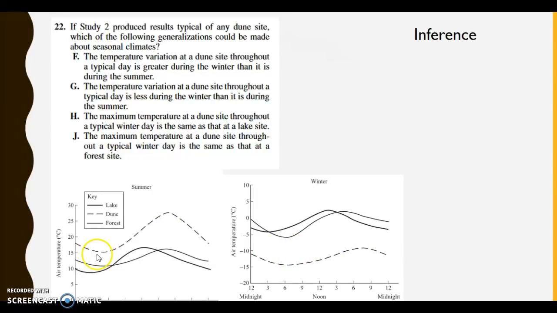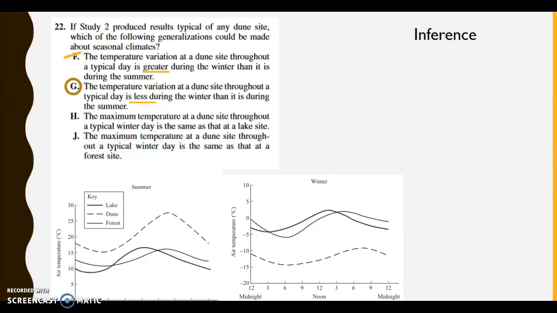But if I come to the summer, I see a great difference in my early morning temperatures and in my evening temperatures. So if my answer choice F is saying it's greater in the winter than in the summer, that's incorrect. Answer choice G, the temperature variation at the dune site throughout a typical day is less during the winter than it is during the summer. We just looked at that, and that's true. That's the correct answer.